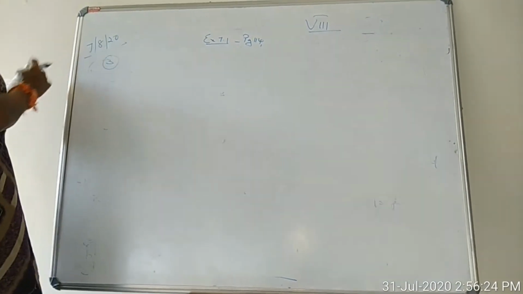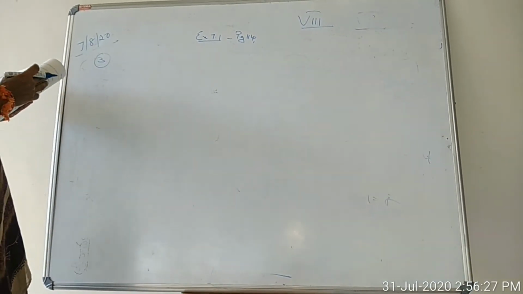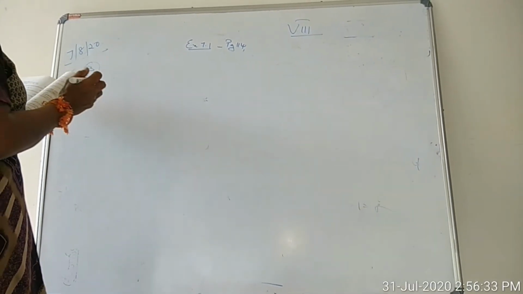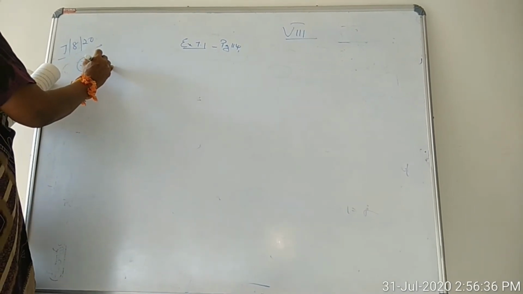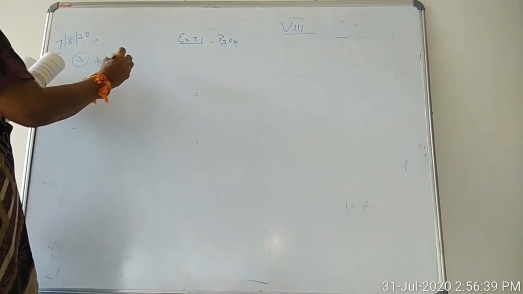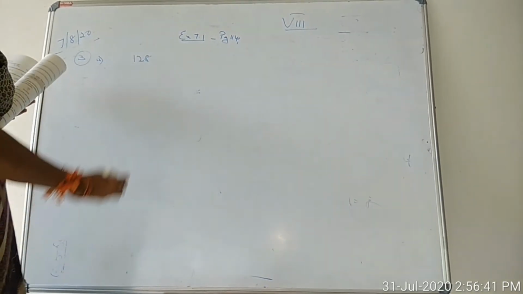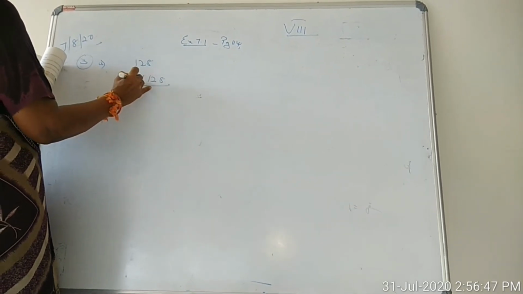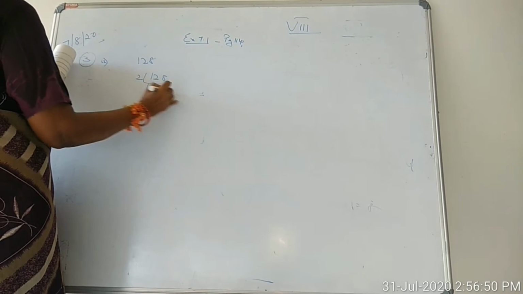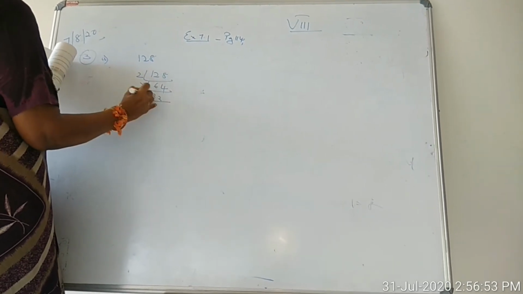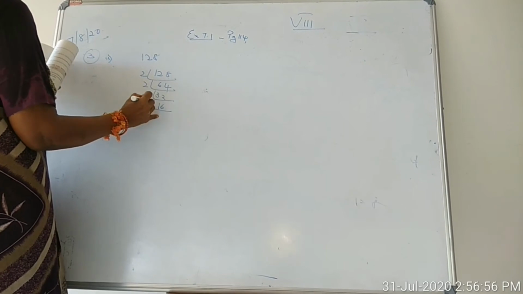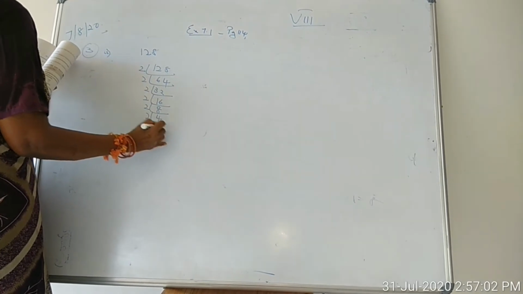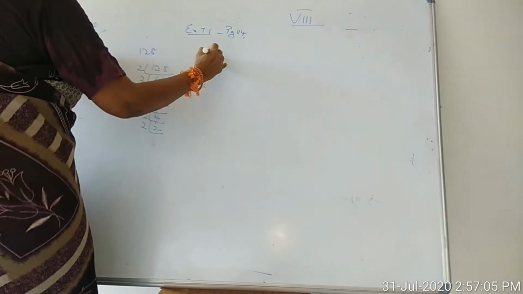Third sum, children. Now it comes to division. Find the smallest number by which each of the following numbers must be divided to make a perfect cube. Before, in the previous sum, we multiplied. Now we are dividing. 128. The ending number is 8, an even number. 2 divides 64. 2 divides 32, 2 divides 16, 2 divides 8, 4, 2, 2 and 1.